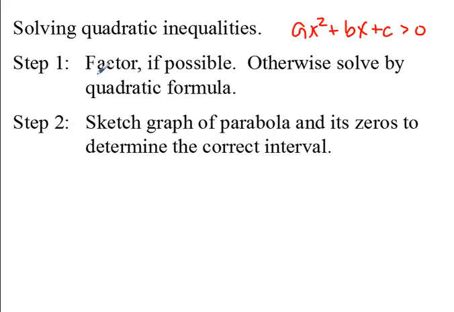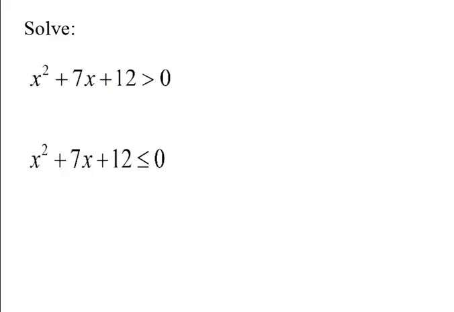The first step is to factor if possible. If you can't factor, then you can always use the quadratic formula. Actually, you can always use the quadratic formula, but if you can factor, it's faster. The second step is to sketch a graph and the zeros to determine the interval. So let's try this with this first problem.